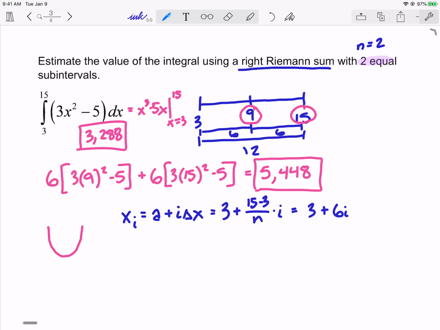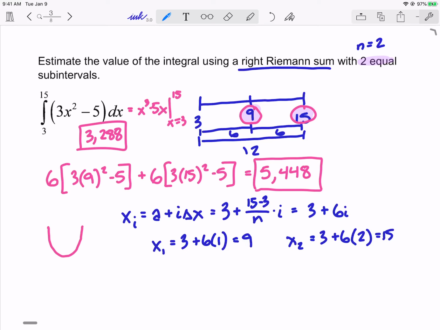Well, since I'm using two equal subintervals with right Riemann sums, my x sub 1, if I plug 1 in, I get 3 plus 6 times 1, which gives me 9. 9 was the first point that I used. Well, what was x sub 2? x sub 2 was 3 plus 6. Now I replace the i with a 2, and I get 15. 15 was the second endpoint I used.